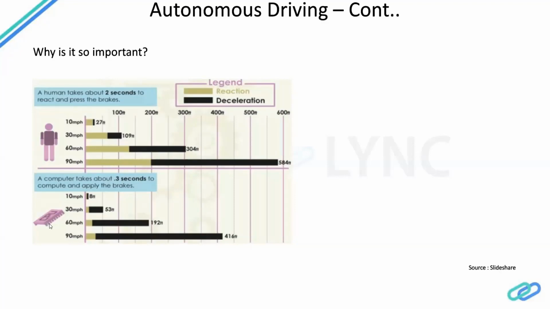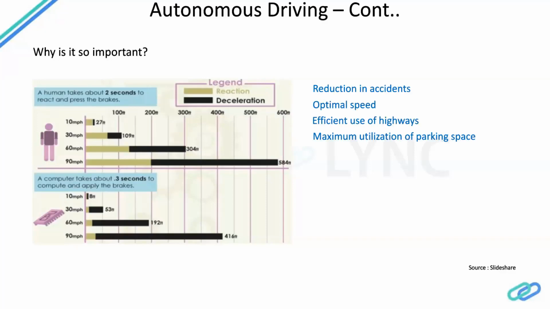Comparatively, if it is done by a CPU, it takes hardly 300 milliseconds to understand the situation, to plan the ego movement, and then apply the brake. So at the same ego speed of 90 miles per hour, it takes 300 milliseconds to detect and start the braking process, and it takes another around 300 meters to bring your ego to a complete standstill. If I discuss some of the advantages of autonomous driving, the first is reduction in accidents.